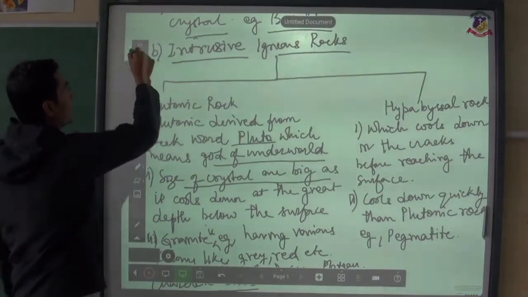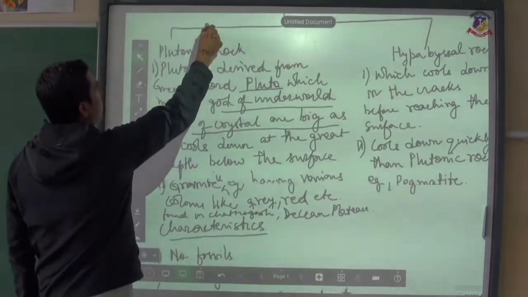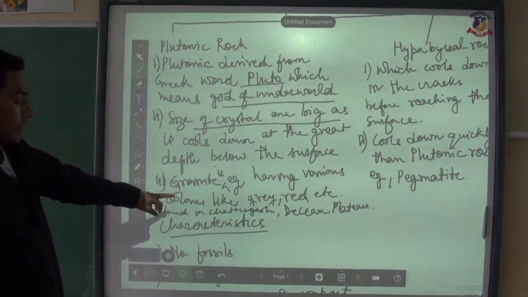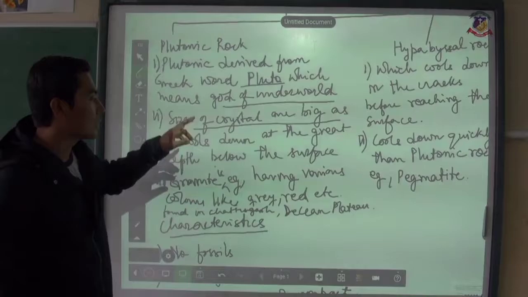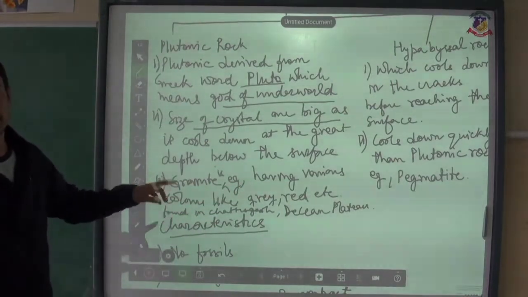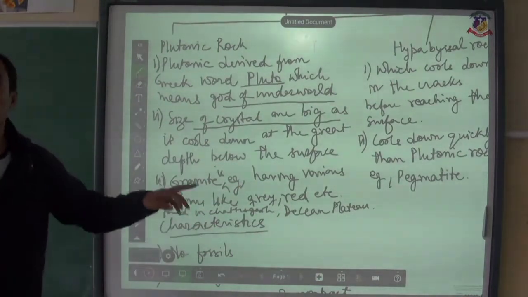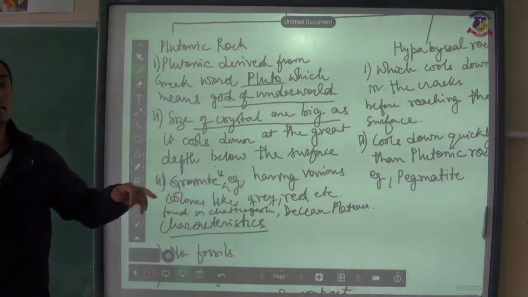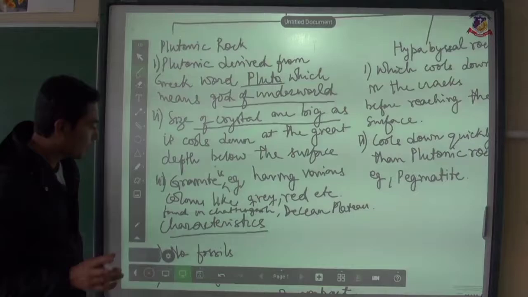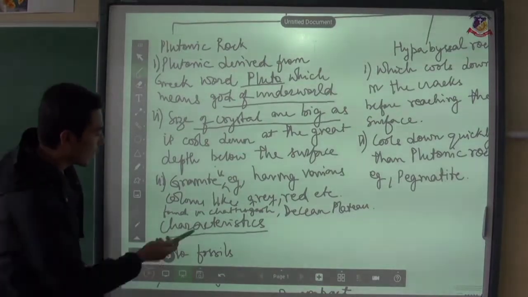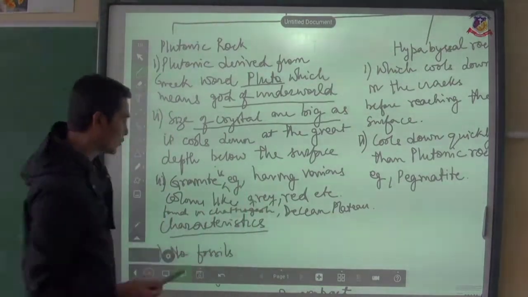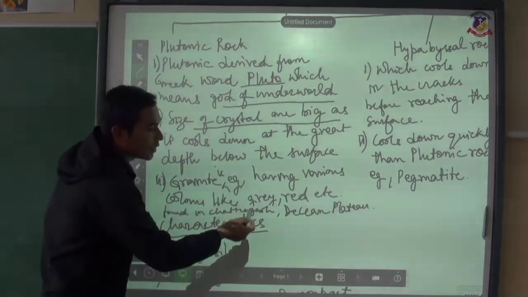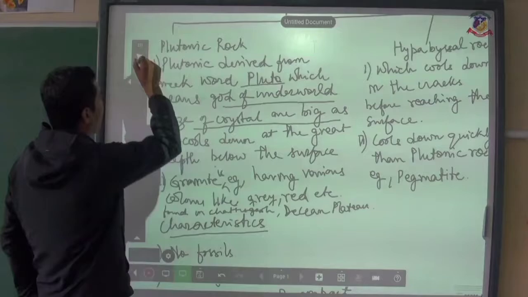Now granite is one of the best examples. Granite is one of the best examples, clear? And this granite has different colors. It has different colors depending upon the cooling of the plutonic rock as well as the surroundings of the area, and because of that it has colors like grey, red, etc. And this plutonic rock is especially found in Chhattisgarh and in the Deccan Plateau.